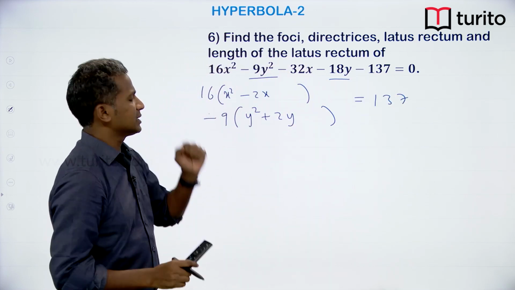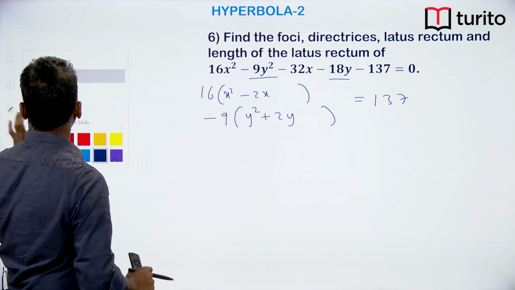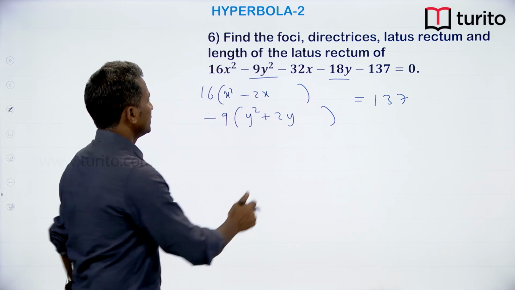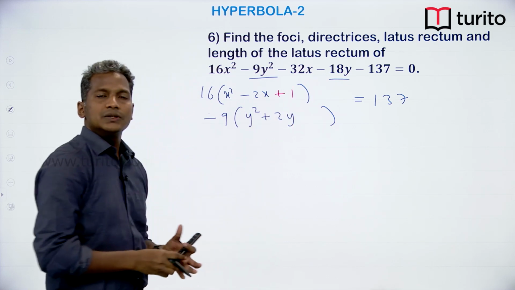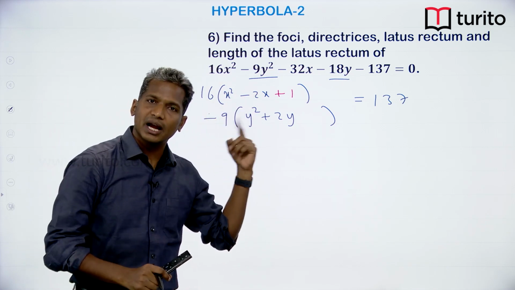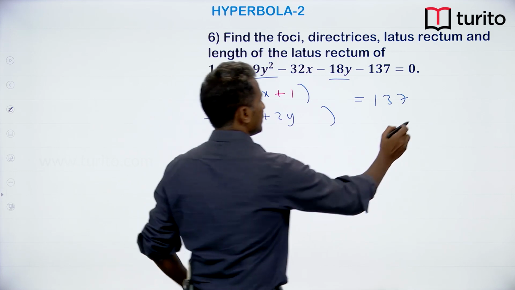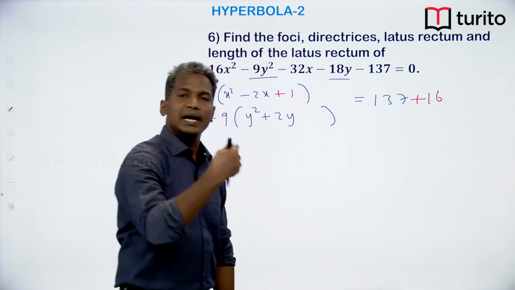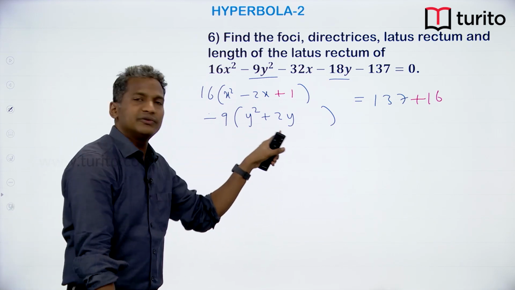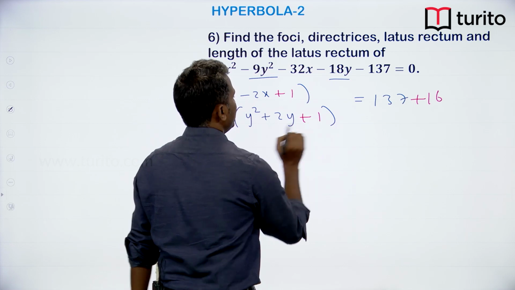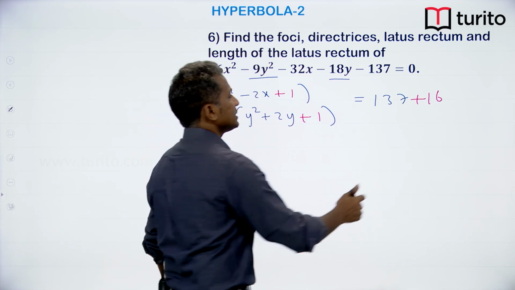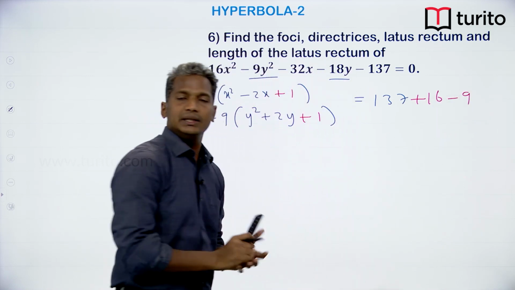Now, I want to complete the squares here. So, think about a term which should be added to this first term so that it becomes a perfect square. We have to add 1 here so that it becomes x minus 1 whole square. So, how much did I actually add? I added 16. So, I have to balance it by adding the same value in the RHS. Now, again to get a perfect square here, I need to add 1. So, effectively I have added minus 9. So, to balance it I have to put minus 9 here.